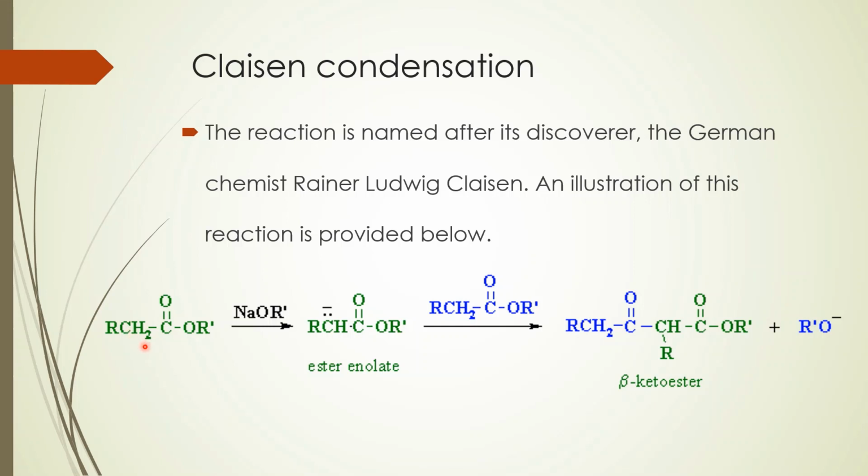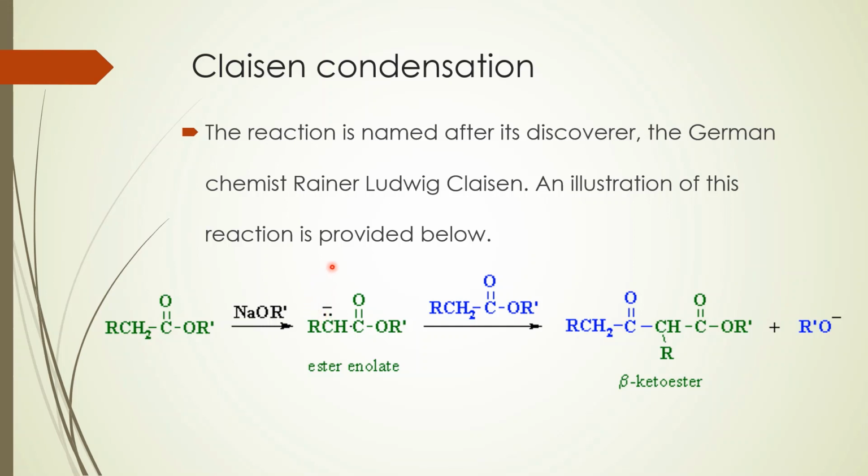These alpha protons are most acidic in nature, that's why they get abstracted by this base. Here this RONa is a base. The base will abstract one of the protons and give an enolate ion. This enolate ion has a negative charge on the carbon atom, that is this negative charge on the carbon atom.